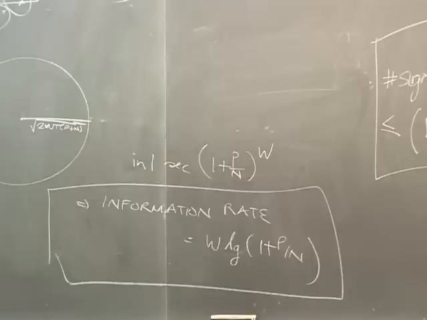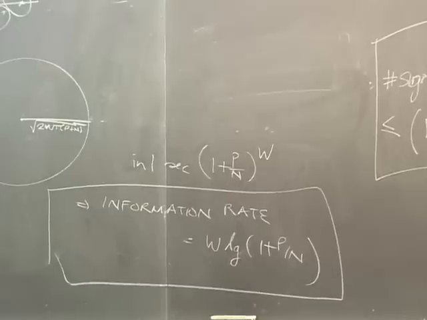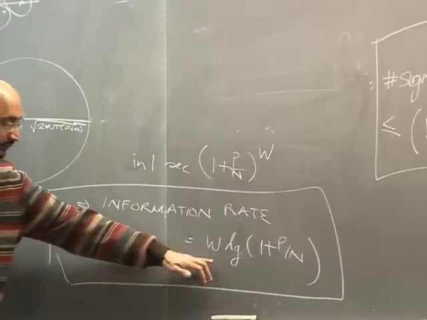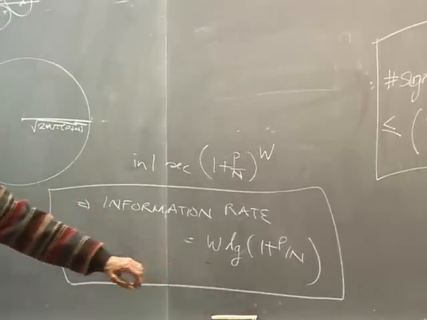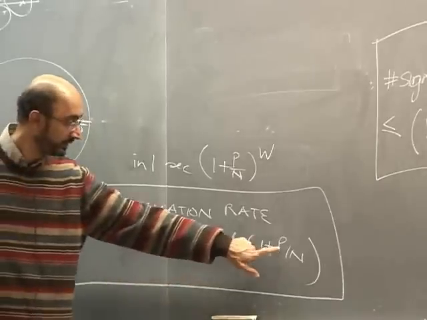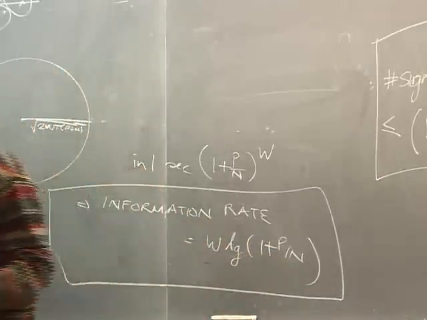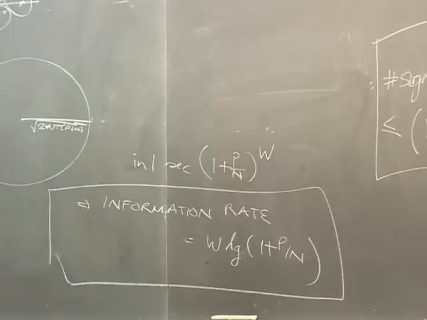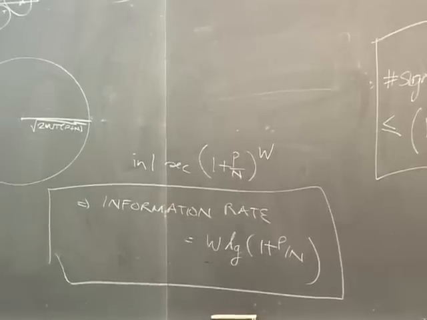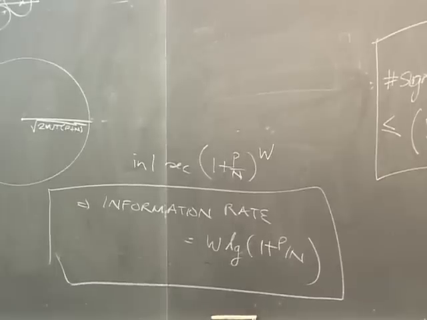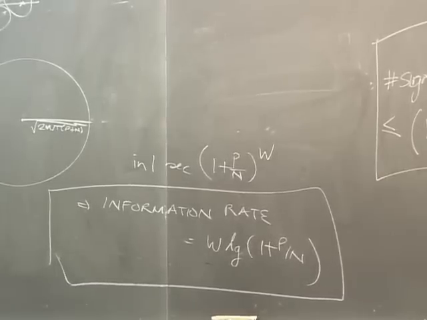This is a very, very good result, because all we have here is W, which is the width of the signal, which I drew up there, the energy of the signal and the energy of the noise. Now we can convert the energy into power.